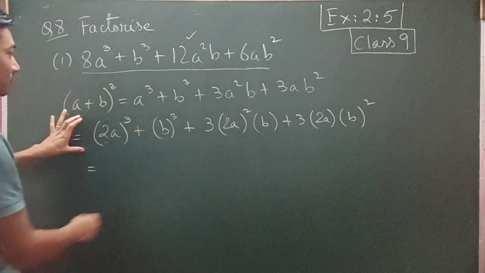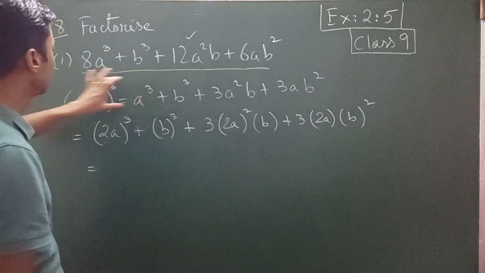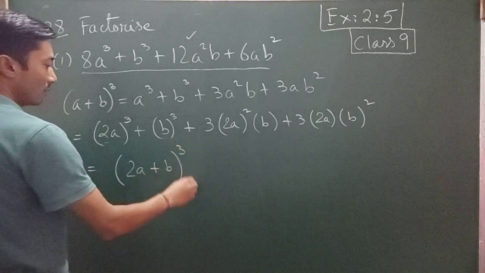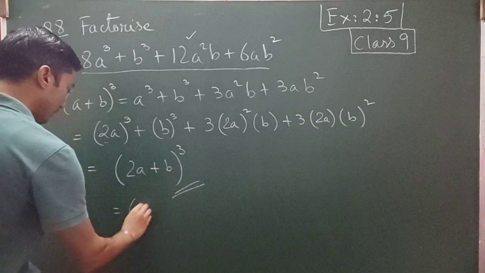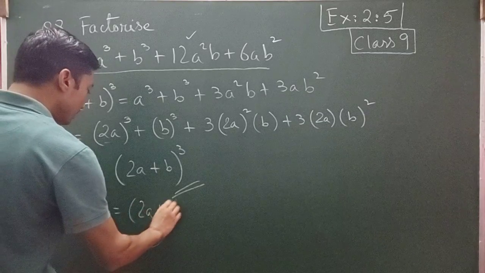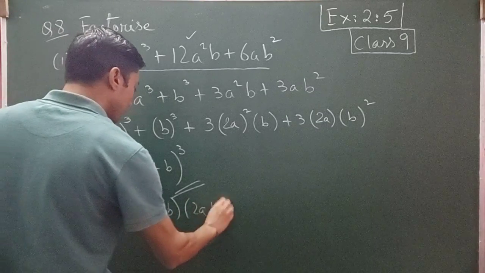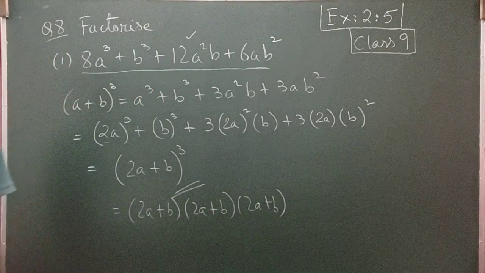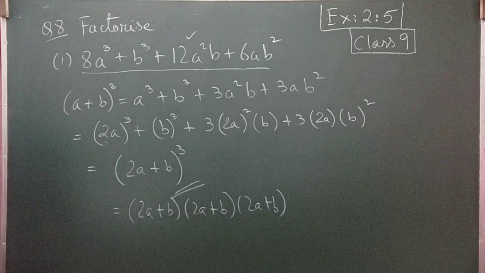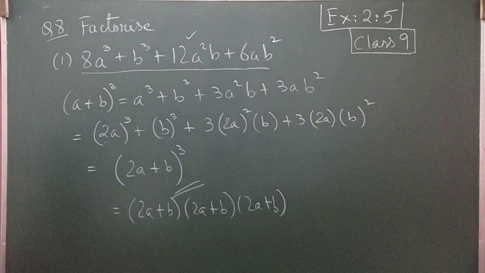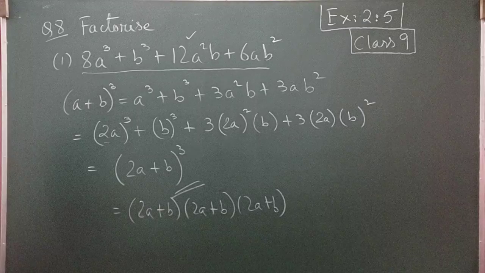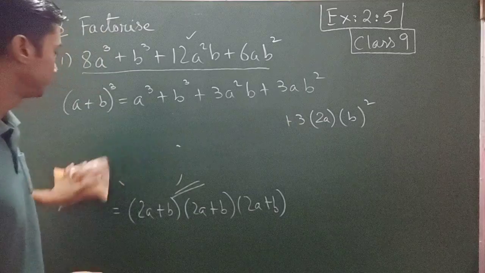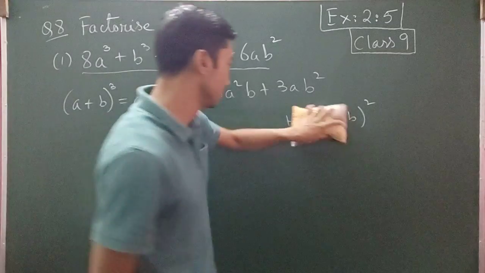So that means this particular formula is properly in this format. So we can write this as a plus b whole cube. Simple as that. Of course, we have to factorize it. So we'll have to write it as 2a plus b, 2a plus b, 2a plus b. Alright, let's move on to the next question. You can pause the video and note down also.